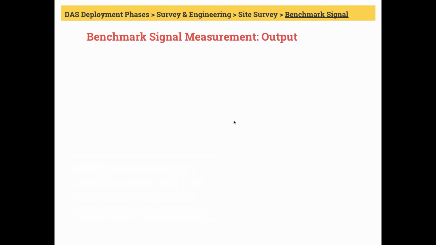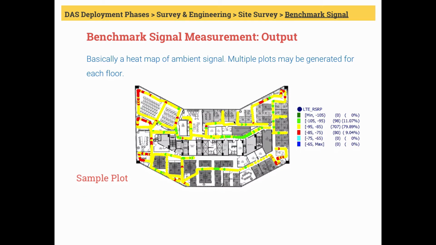Now, what kind of output do we get from benchmark signal measurement? After quite a bit of data crunching, engineers generate a heat map, as I'm showing here, of ambient signal. Multiple plots may be generated for each floor. In this sample layout, we are looking at the color-coded output of a signal parameter known as LTE RSRP. This tells the engineers the strength of the LTE signal currently available on this floor. LTE RSRP is just one of the many sets of data that will be collected during the benchmark signal survey.